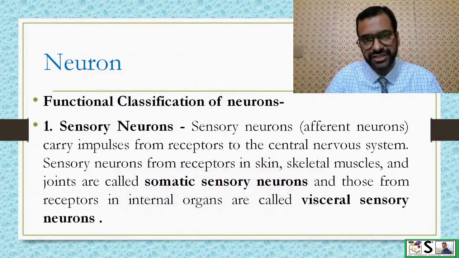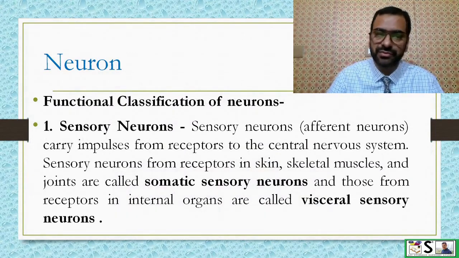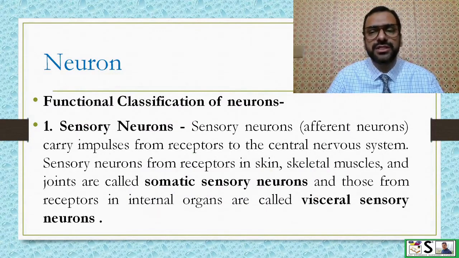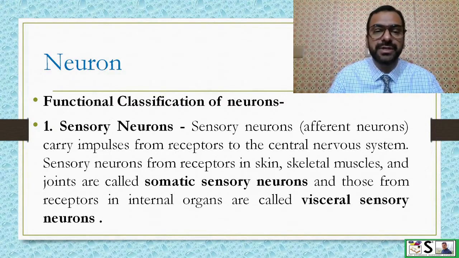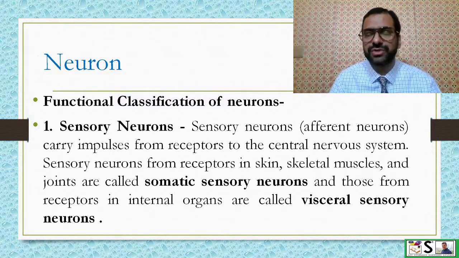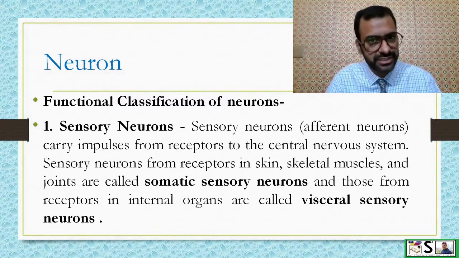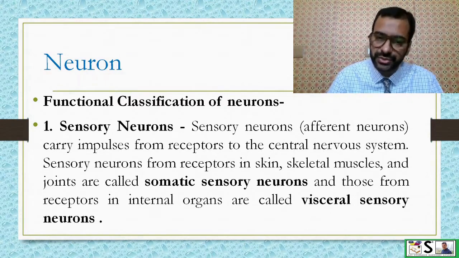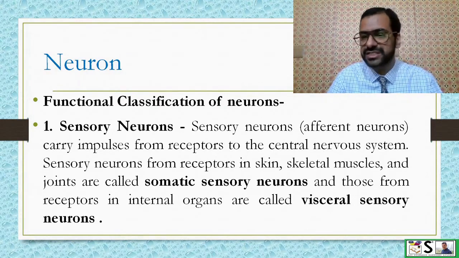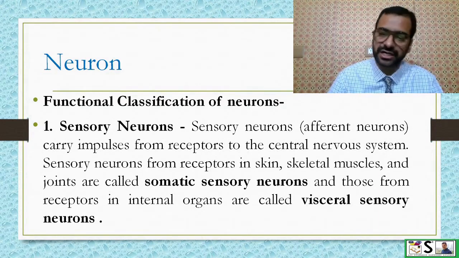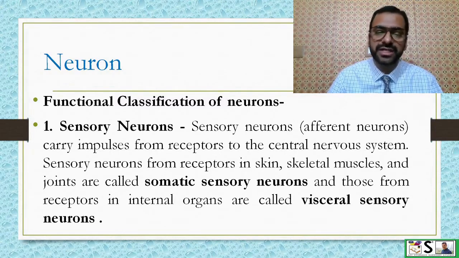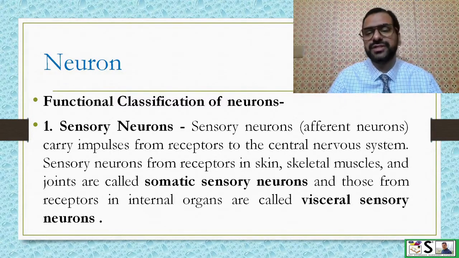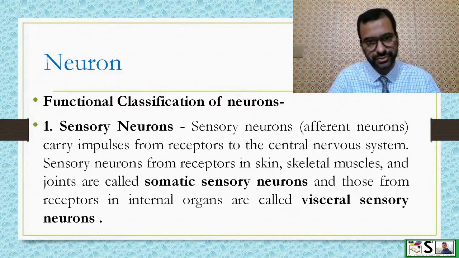Under functional classification, neurons are classified as, number one, sensory neurons. Sensory neurons or afferent neurons means incoming neurons. They carry impulses from receptors, which are situated all over the body, to the central nervous system. The sensory neurons from the receptors in skin, skeletal muscles and joints are called somatic sensory neurons, and those from the receptors in internal organs are called visceral sensory neurons.